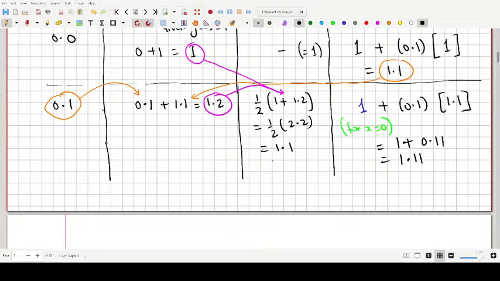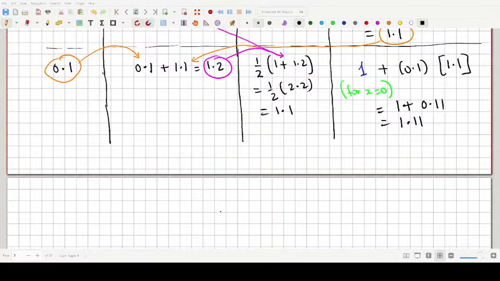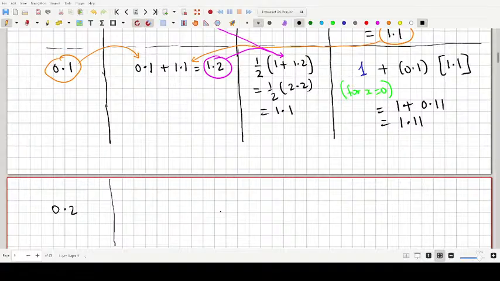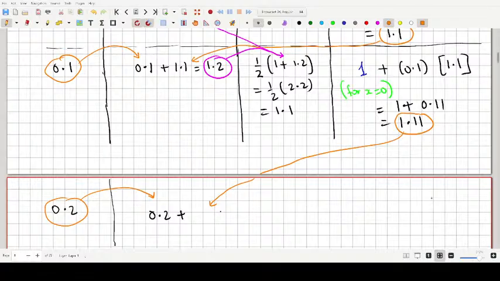Once we have got this, we'll go for x equal to 0.2. The next column is basically we need to find out the value of the slope. So we have 0.2 plus the value of y, the previous value of y, which is 1.11. This would give us 1.31.